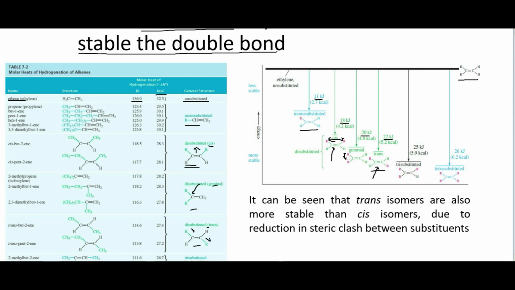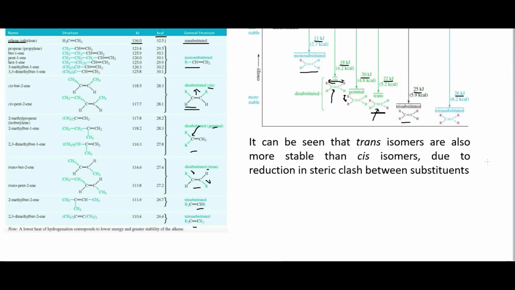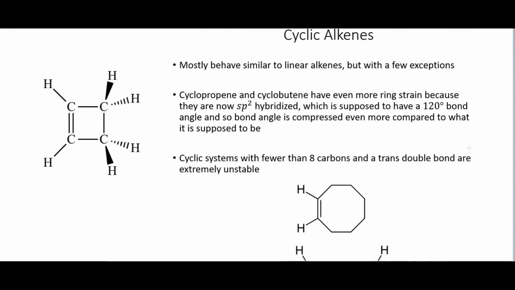But anyway, so yeah, the trans one is a little bit more stable here. Then we have the tri-substituted, which is even more stable, 25 kilojoules more stable than the tetra-substituted, which is about 26 kilojoules more stable here. And so that is the stability of the double bonds there.